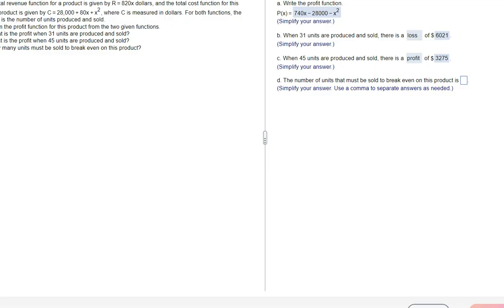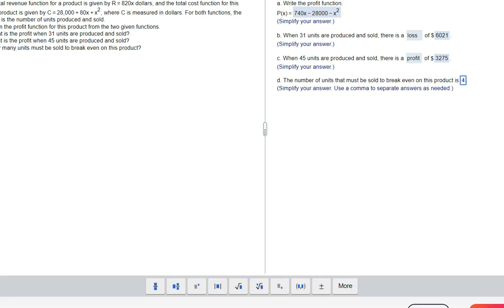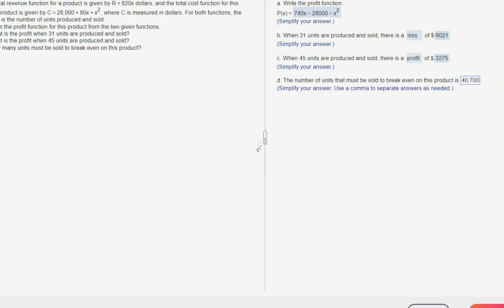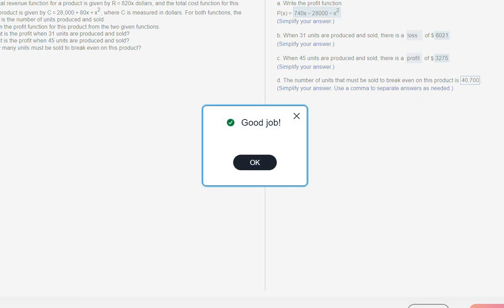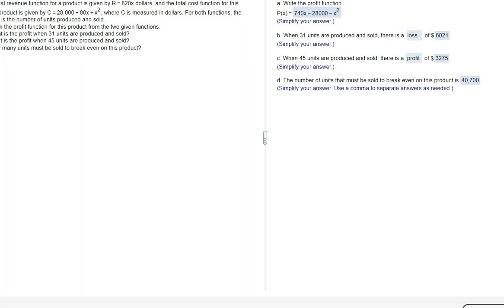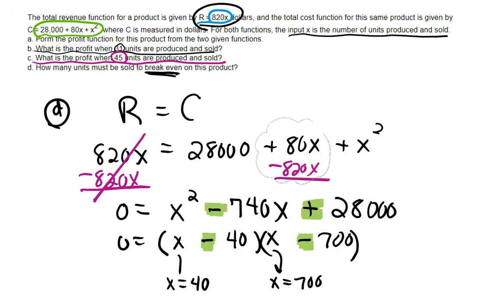And so when you go back to my MyMathLab, it says fill in the blank, simplify your answer, use a comma to separate answers as needed. If I type in the 40 comma 700, what's it gonna say? Good job. I liked both answers. If one of them had been negative, obviously I would have thrown it out, because you can't have a negative number of units. So anyway, I hope that helps explain that.